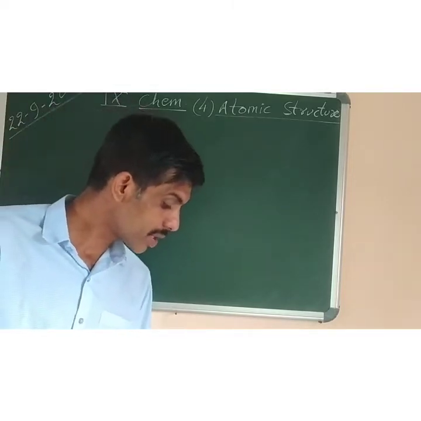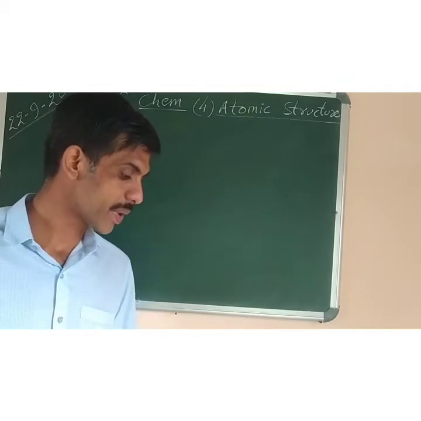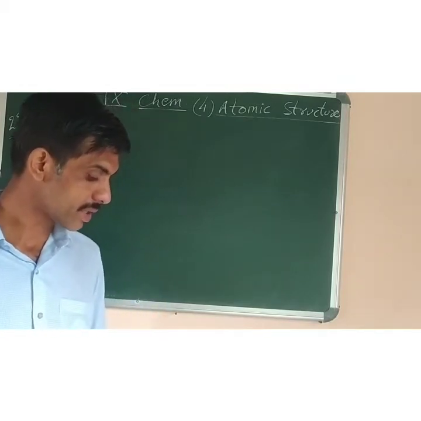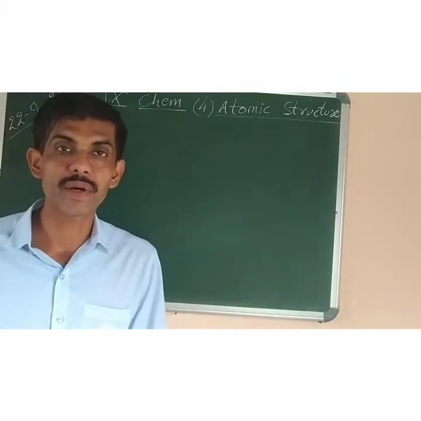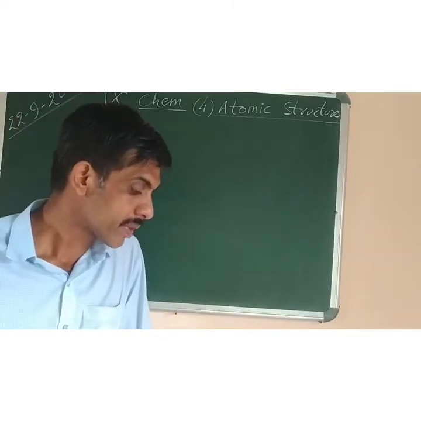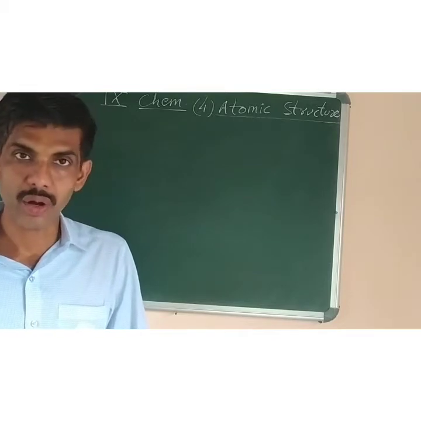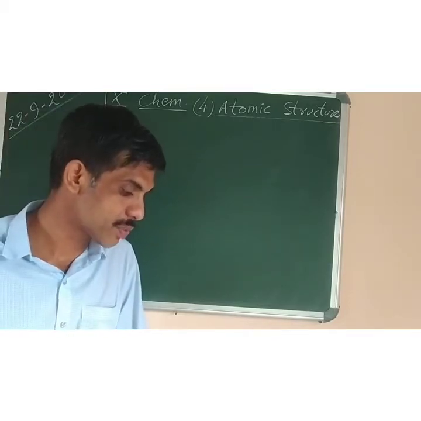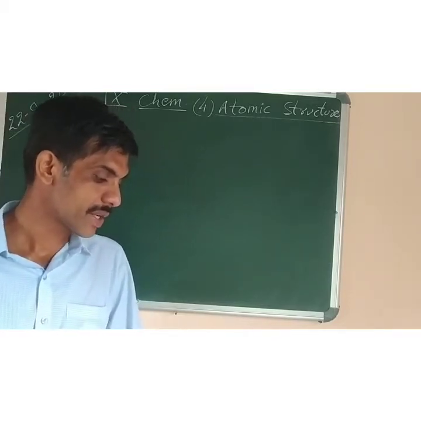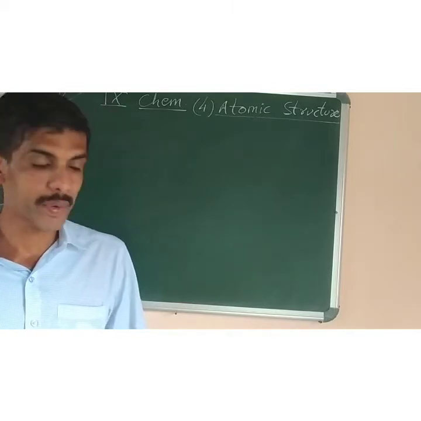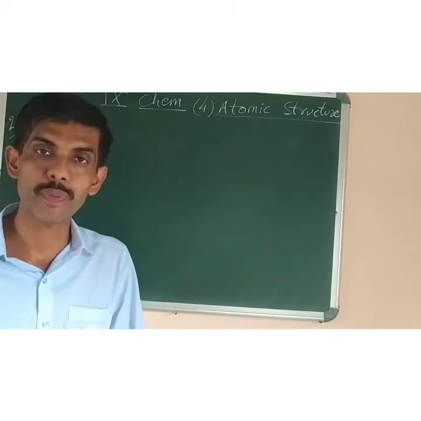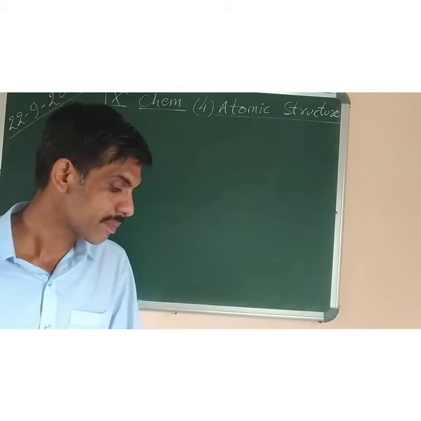Then we studied about the neutrons, discovered by James Chadwick in 1932, and some of the properties of neutrons are, number 1, like protons and electrons, neutrons are also subatomic particles. They are very small in size, and mass is more than that of a proton, that is 1.676 into 10 to the power minus 37 kg.